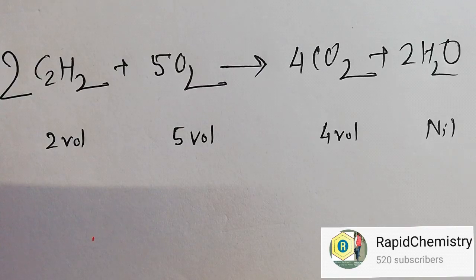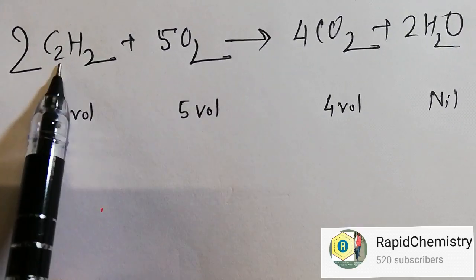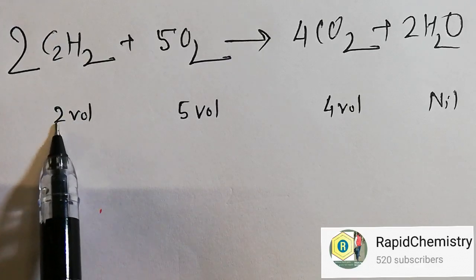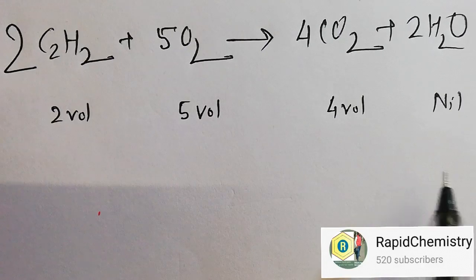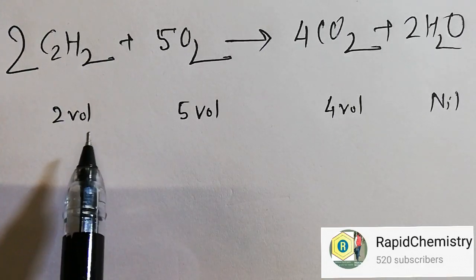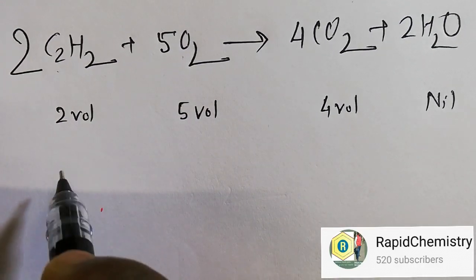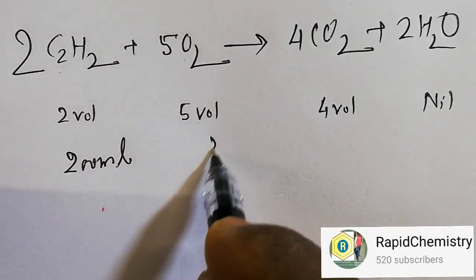I can solve that numerical in a different way. At first you have to write the balanced reaction, and from the reaction you can write the volume ratio. If it is 2, it is 5 and 4, and here 2. So from the question we got the relation between acetylene and oxygen, and it is written 200 ml. So it is 200 ml, then what would it be?